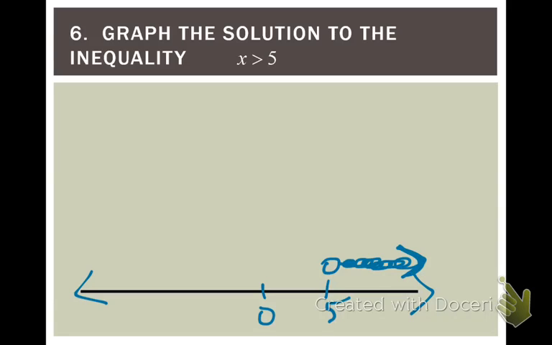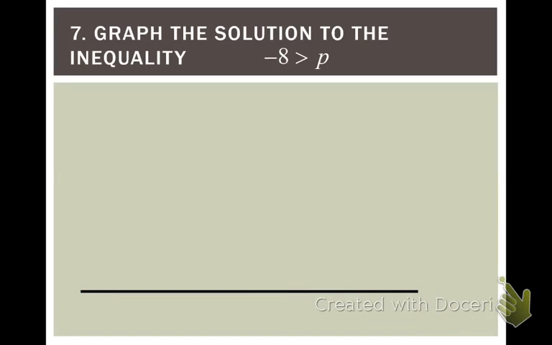And so there you go. Yes, question. How do you know whether to shade in the circle or not? We got a couple more here. Try this guy. Does your graph look like this? 0, and then negative 8, and then open circle, and then to the left. Okay? It should be like that.